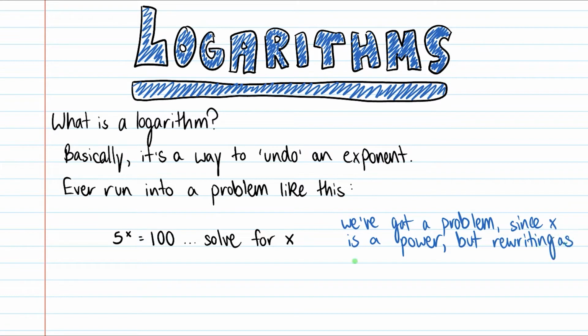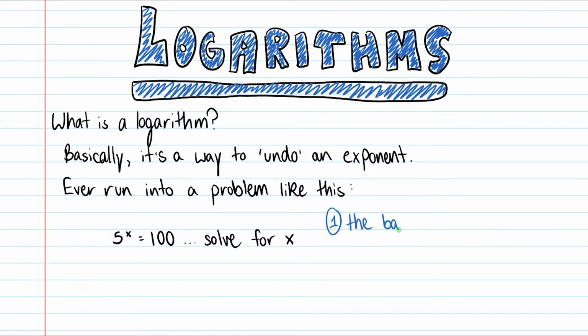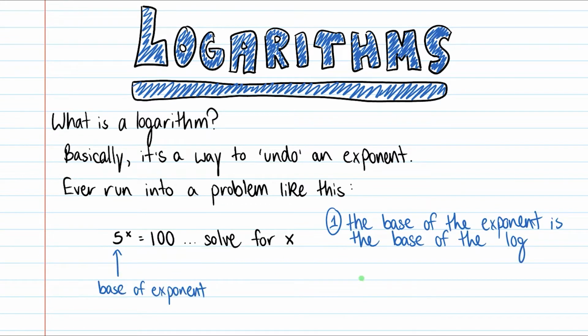Initially, we have this problem, right? Since x is a power. But when we rewrite it as a log, we can solve. There are 3 small steps to rewrite as a log. Step 1 is that the base of the exponent will be the base of the log. The base of the exponent here is 5, so we're going to have log base 5.